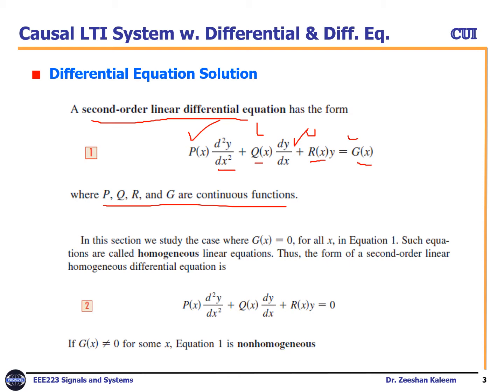In this video, we study the case where G of x equals 0 for all x in equation 1. Such equations where G of x is equal to 0 are called homogeneous linear equations. Thus, the second order linear differential equation can be written as P of x d squared y over dx squared plus Q of x dy by dx plus R of x y equals 0. Whereas if G of x is not equal to 0 for some x, then this equation is called a non-homogeneous equation.